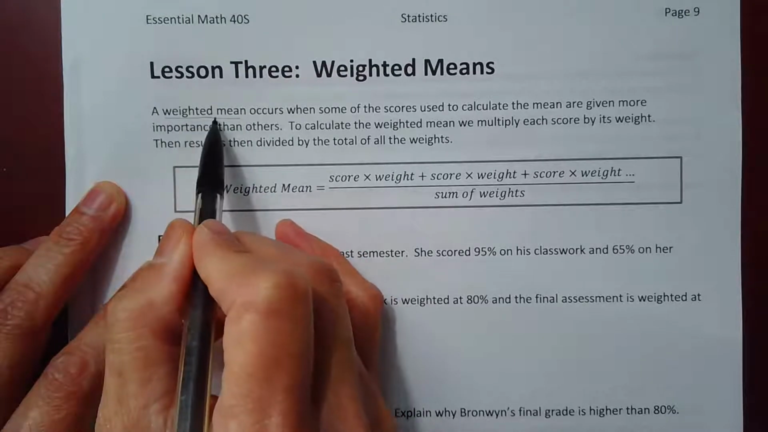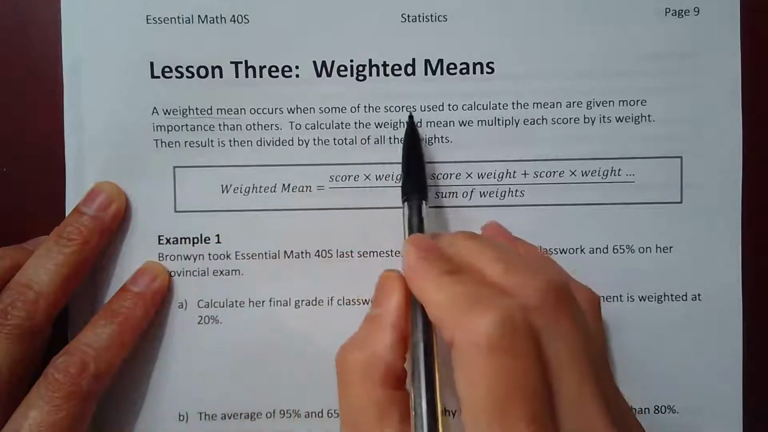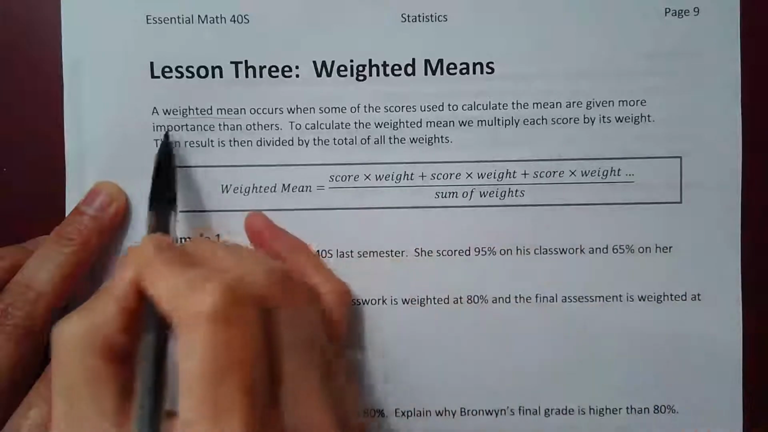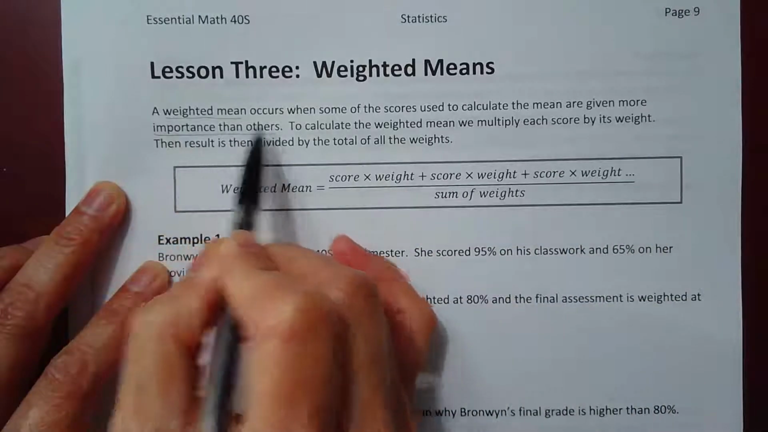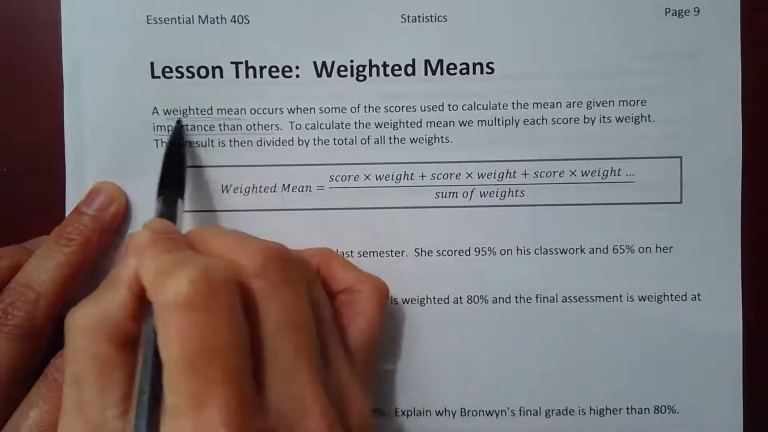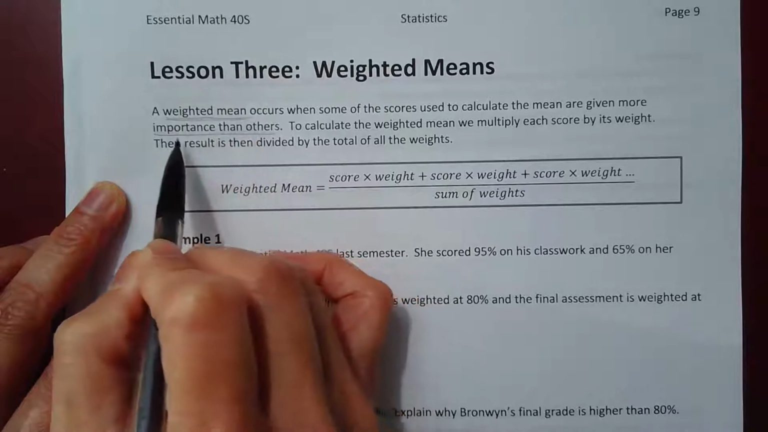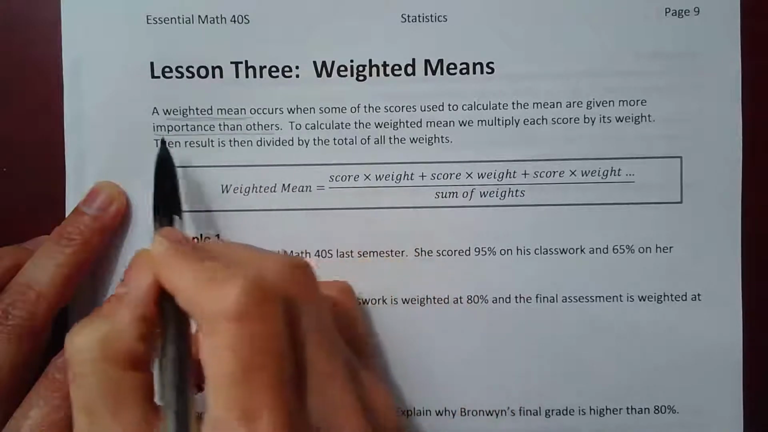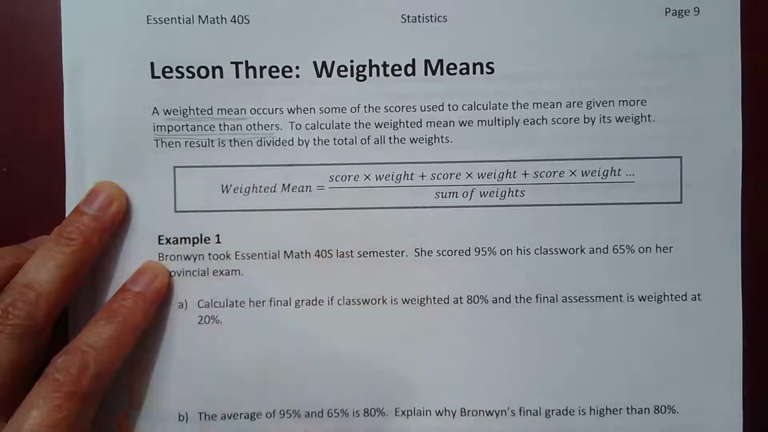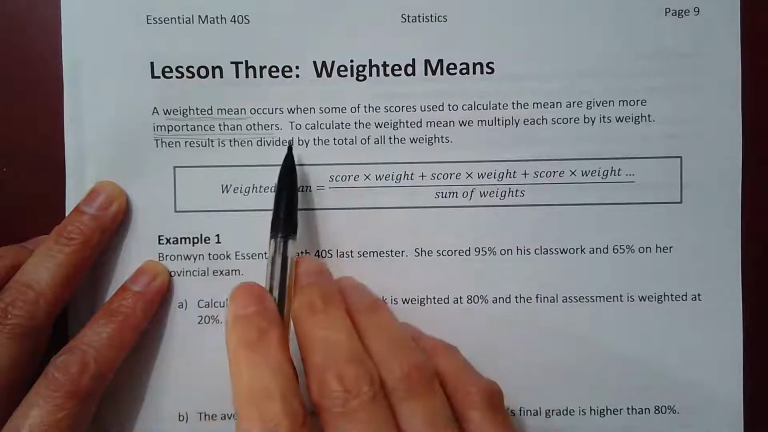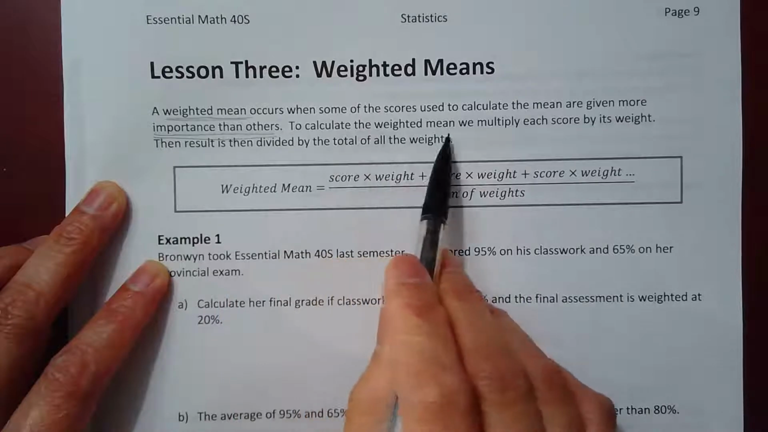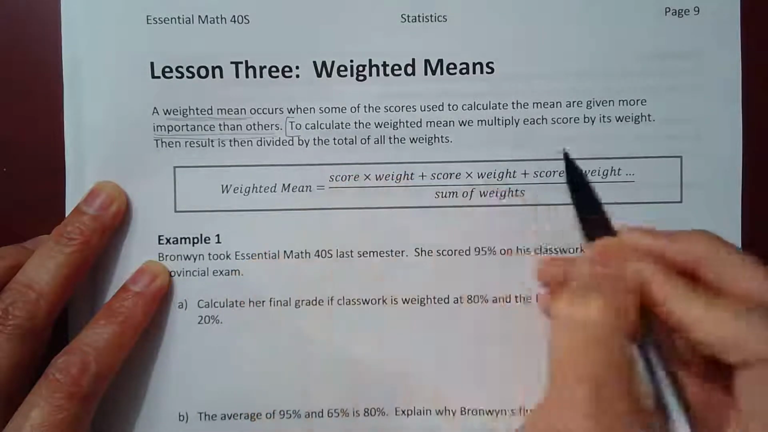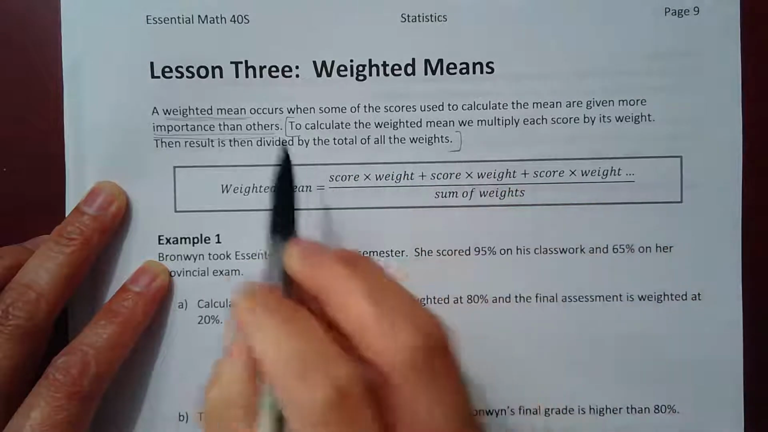A weighted mean occurs when some of the scores used to calculate the mean are given more importance than the others. So, weighted mean tells us that there are some data or some scores that are more important than the others. To calculate the weighted mean, this is how to do it.